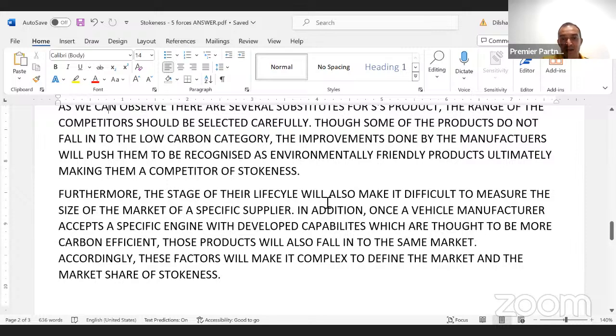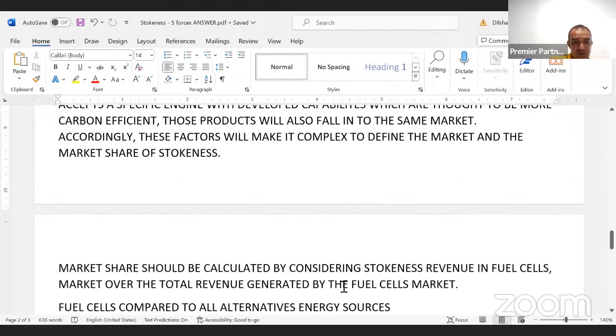Further stages of the life cycle will also make it difficult to measure the size of the market for a specific supply. In addition, once a vehicle manufacturer accepts a specific engine with developed capabilities which are thought to be more carbon efficient, those products will also fall into the same market. Accordingly, these factors will make it complex to define the market and the market share of tokens.